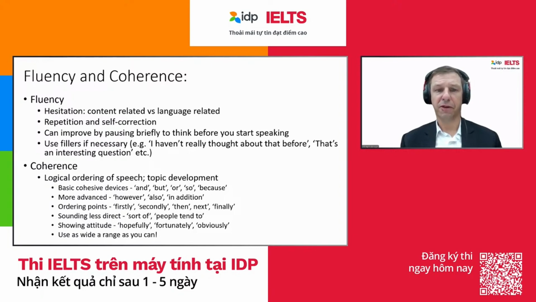Ordering points, for example, firstly, secondly, then, next, finally. There are also ones for sounding less direct. You know, if you want to talk in a more general and impersonal way, which you may well be asked to do, you could say things like sort of, or people tend to. There are also ones for showing attitude, like hopefully, fortunately, obviously, clearly. Try to use as wide a range of these linking words, cohesive devices, as you can, and that will help to increase your coherence score.